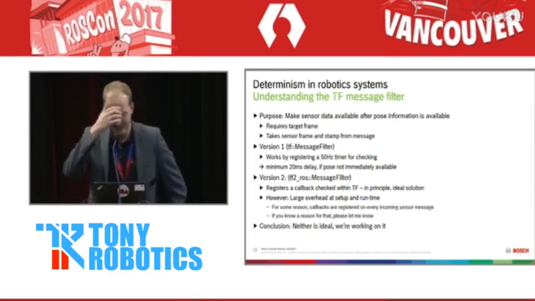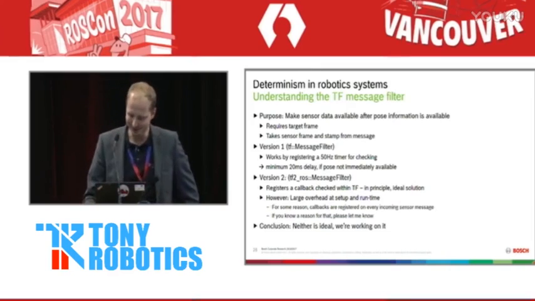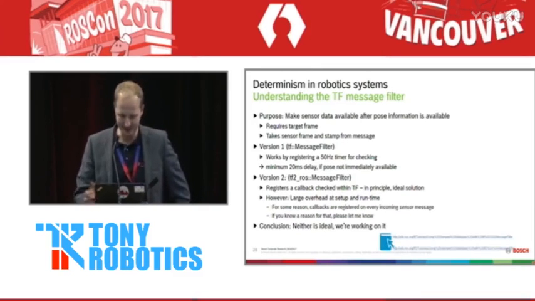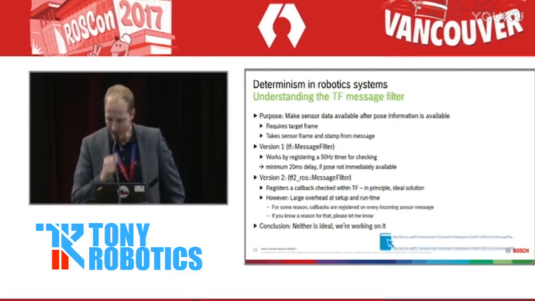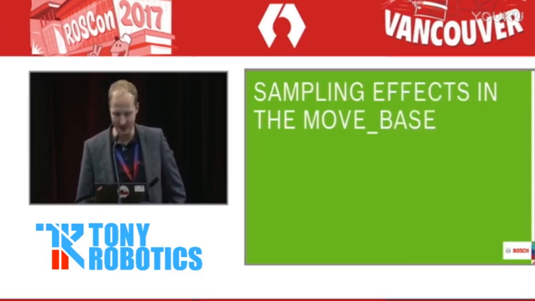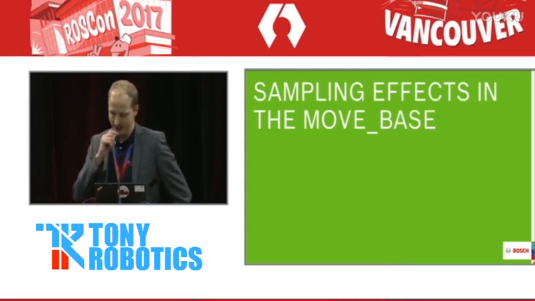Okay. And so now there's an idea we're working on. Good. And this is a link to the documentation. Okay, so enough with sensors. I want to explain the original example a little bit more, the sampling effects in the move base.